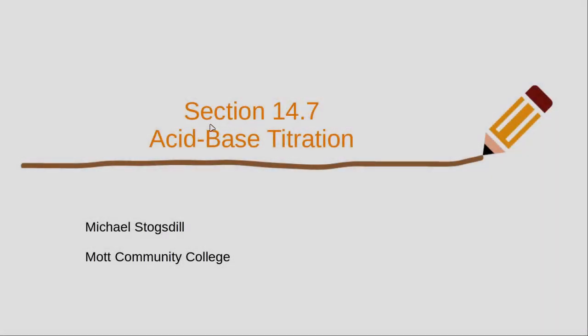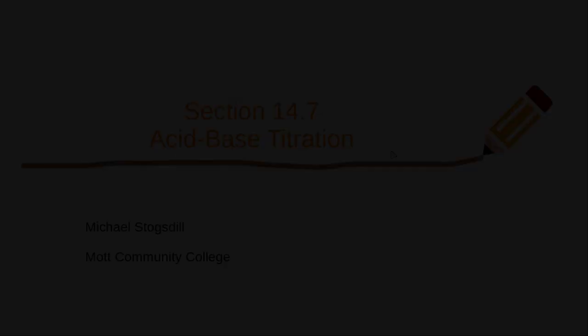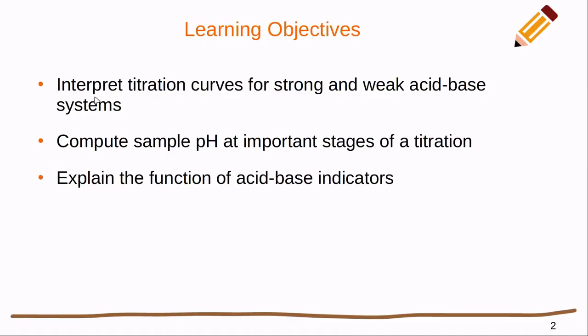Hello everybody. In this video we're going to be covering section 14.7, acid-base titration. We're going to learn how to interpret acid-base curves for strong and weak acid-base systems. We're going to compute sample pH at normal stages of a titration, and we're going to explain the function of acid-base indicators.